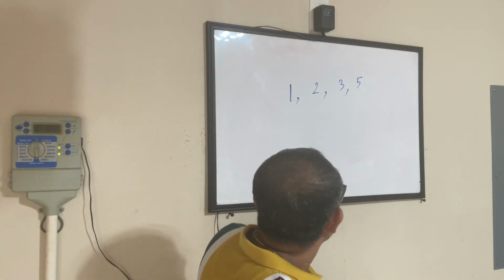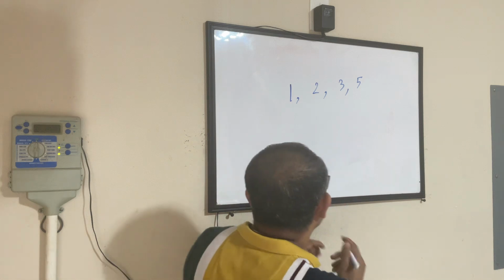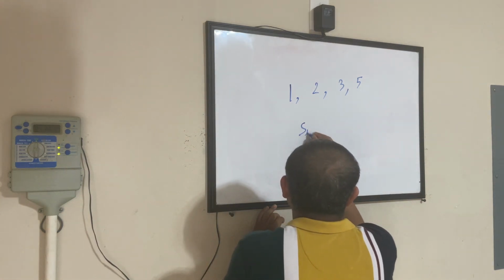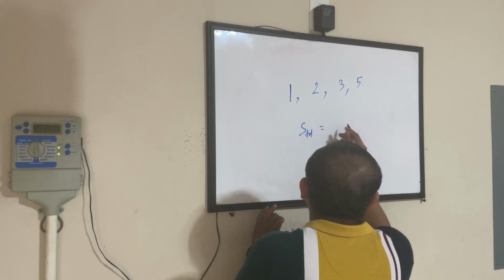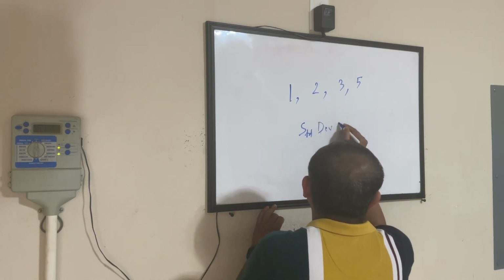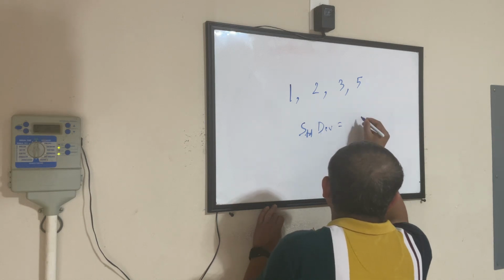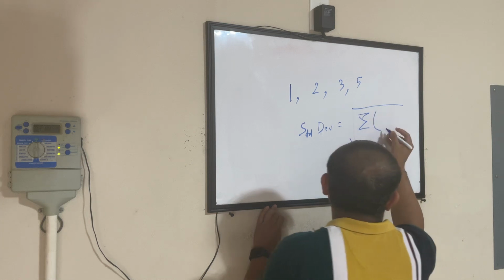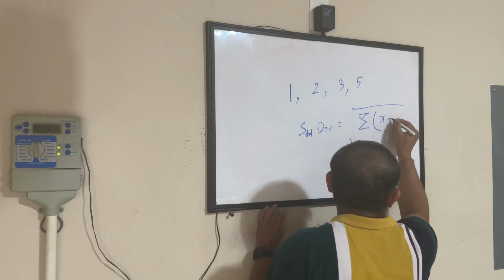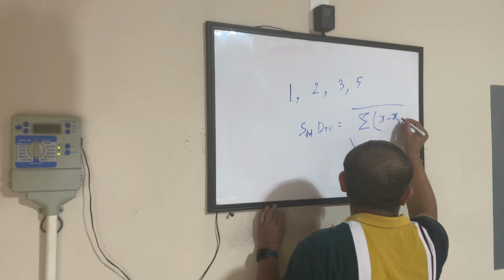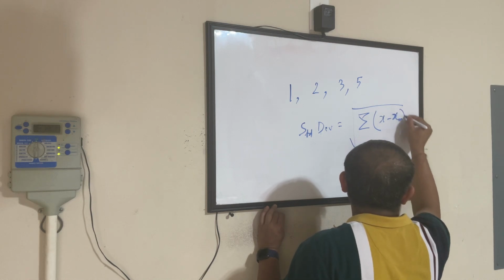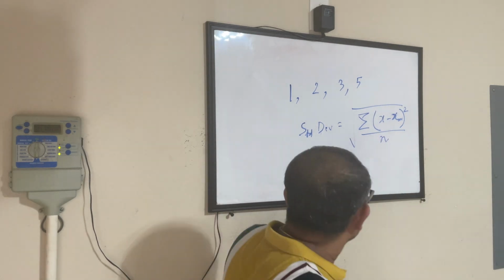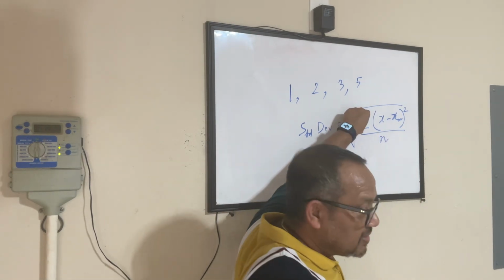Okay. Now, standard deviation is a tool that gives you one formula for calculating it. The standard deviation is equal to the square root of the sum of (x minus mean) squared, divided by n. Here this represents the sum.